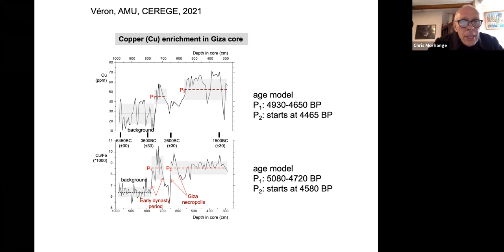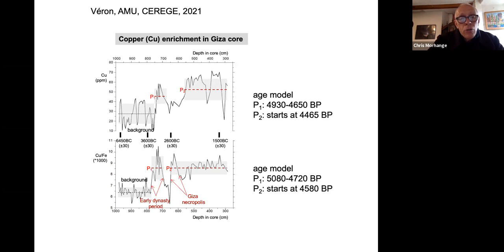And you can see the horizontal bar corresponds to the depth. There are also the main radiocarbon dates that we obtained on this core. There is the concentration on the vertical axis. And there are 2 periods of anthropogenic concentration. These 2 periods, P1 and P2.